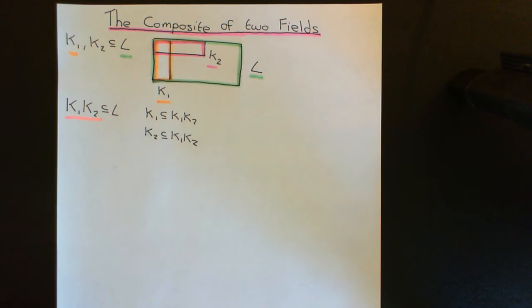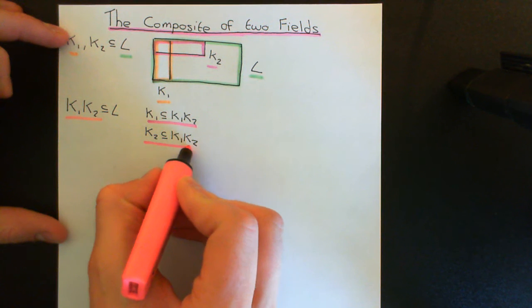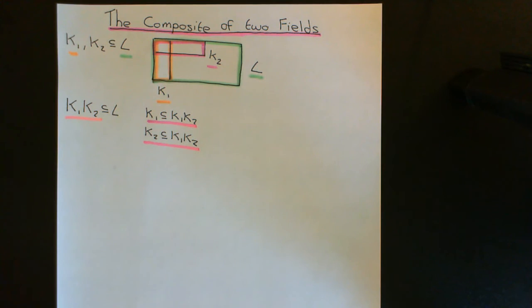Now let's be more rigorous. The smallest subfield of L that contains both K1 and K2, what is the rigorous interpretation of that? Well, of course, we've seen a very similar thing before, where we've talked about the field generated by a bunch of elements, the extension field of a certain field generated by a bunch of elements being the smallest subfield that contains the initial field and all of those generators.